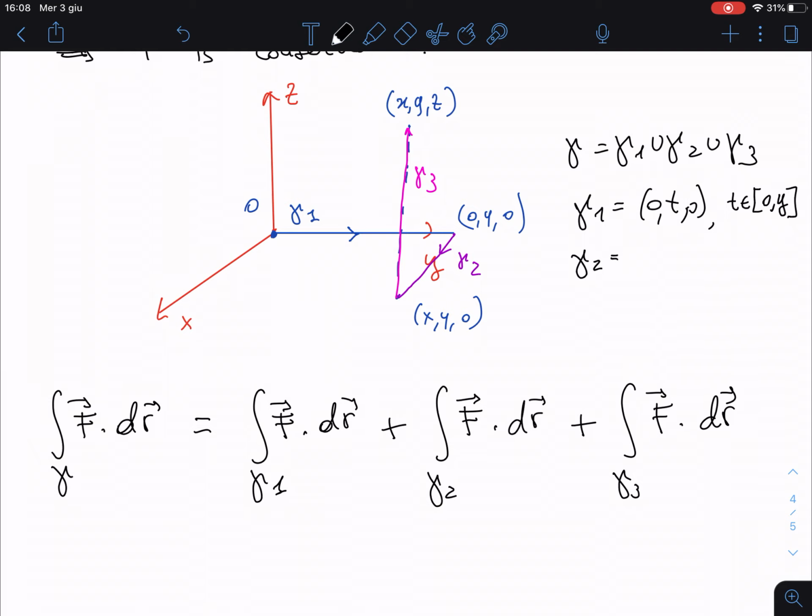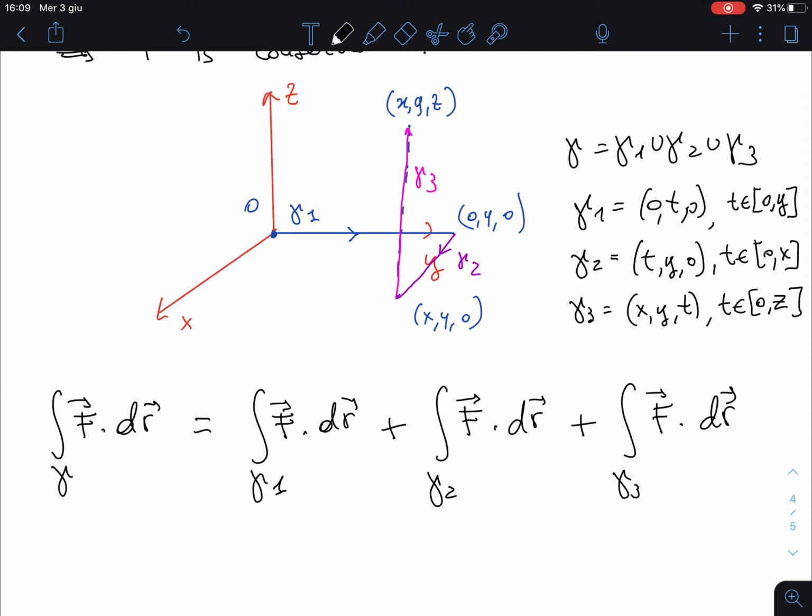Gamma 2 is t, y, 0 with t between 0 and x, and gamma 3 will be x, y, t with t in the interval 0, z. So when we are on gamma 1, the velocity is 0, 1, 0. On gamma 2, it will be 1, 0, 0. We have to differentiate with respect to the variable t. And on gamma 3, it will be 0, 0, 1.